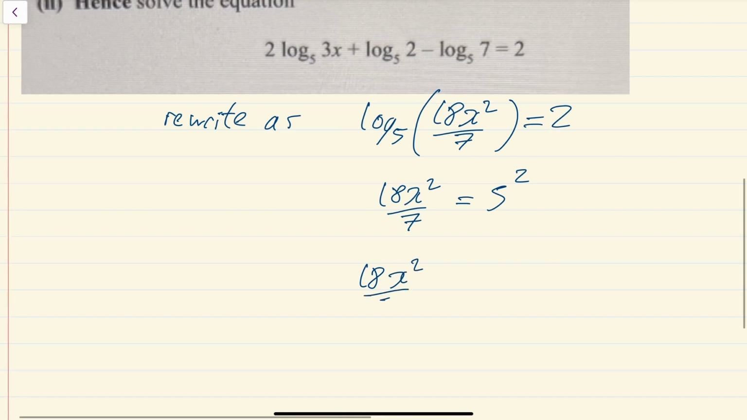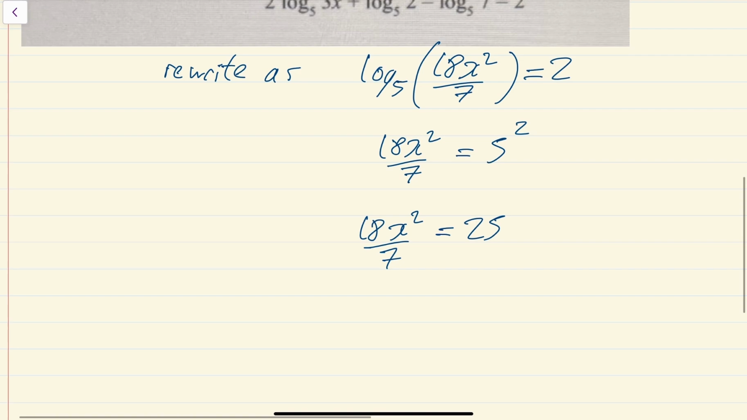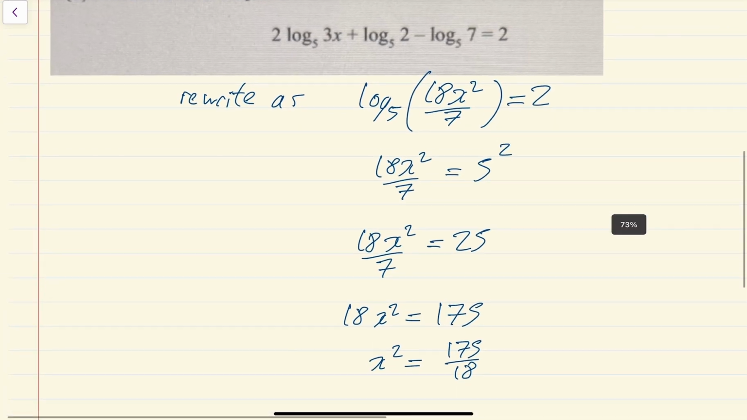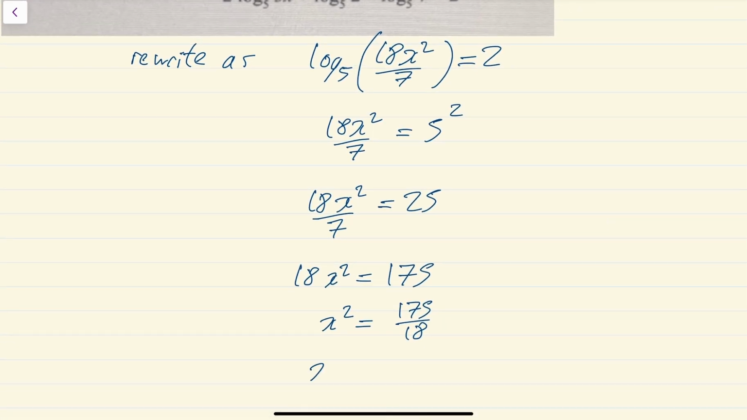So we have 18x squared over 7. First of all, square that 5, you will get 25. Then multiply across by the 7. 7 times 25 will give you 175. Then x squared will be equal to 175 divided by 18. And then x has to be positive because you can't have a log of a negative number. So x is just equal to the square root of 175 over 18.